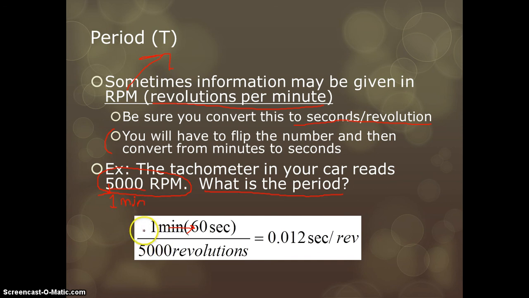All we did is flip that. We put 1 minute on the top, 5,000 revolutions on the bottom, change the minutes to seconds, and divide 60 by 5,000. That gives you the amount of time in seconds per one revolution, which is 0.012 seconds per revolution. So the period for this engine running at 5,000 RPMs is 0.012 seconds. It takes 0.012 seconds for this engine to make one circle, to make one trip around the circle.